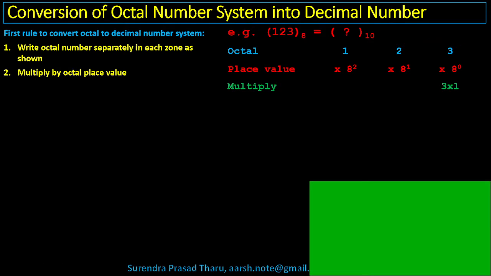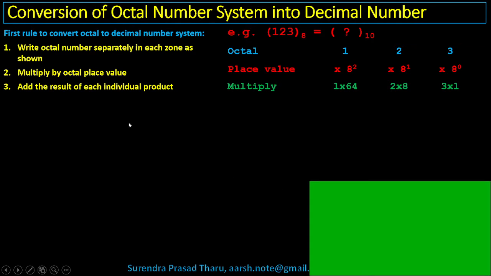Then the third rule says we must multiply like this. If any number has power 0, its value is 1: 8 power 0 is 1, 10 power 0 is 1, 100 power 0 is 1. So 8 power 0 is 1, and 1 into 3; then 8 power 1 is 8, and 8 into 2; and 8 power 2 is 64, and 64 into 1.